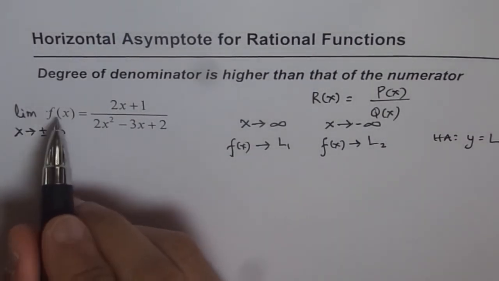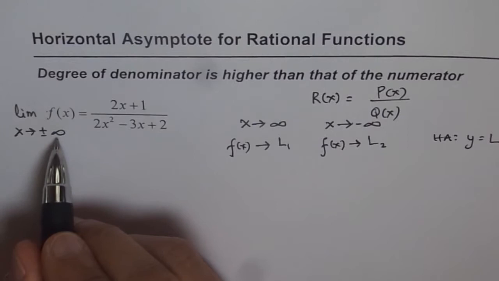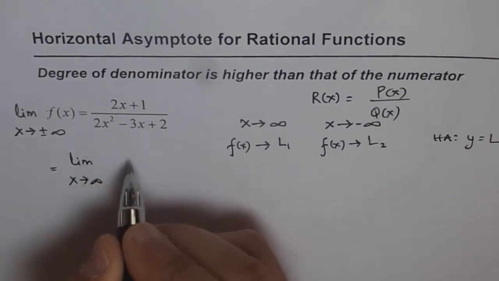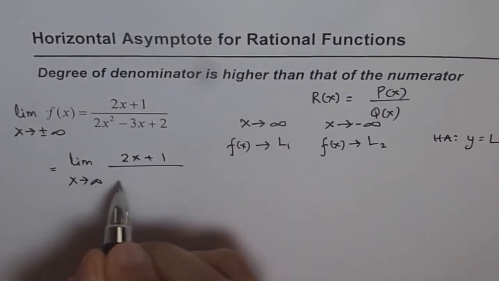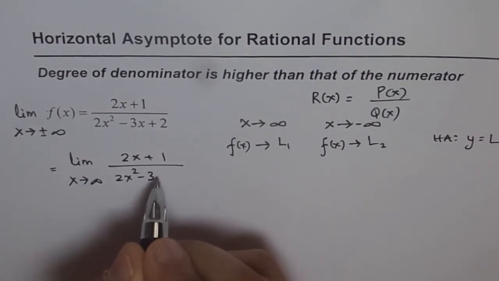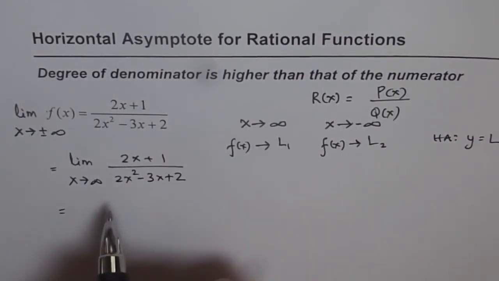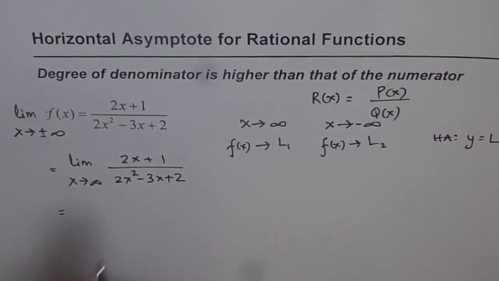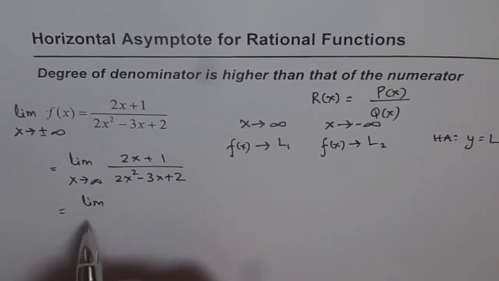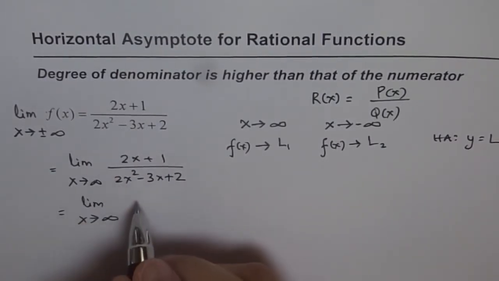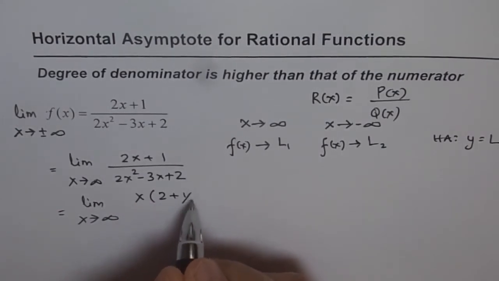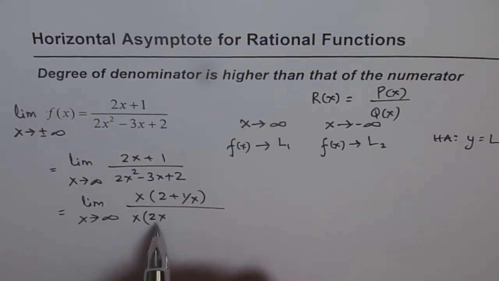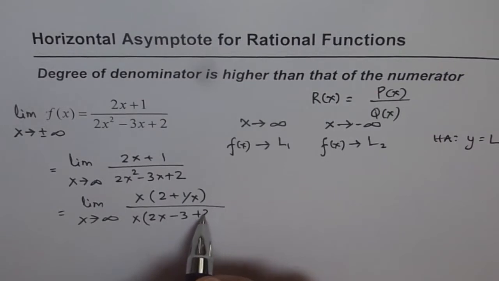So the limit of this function when x approaches plus or minus infinity can be written as the limit of the function, which is (2x plus 1) over (2x squared minus 3x plus 2). Now, what we will do here is we'll factor out x from both numerator and denominator, cancel them, and then see what we get. So we get the limit as x approaches infinity. Let's factor x from the numerator. We get x times (2 plus 1 over x), correct? And in the denominator, if I factor x, I get x times (2x minus 3 plus 2 over x).